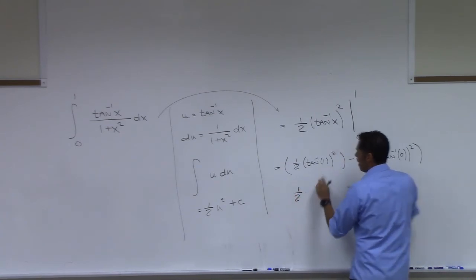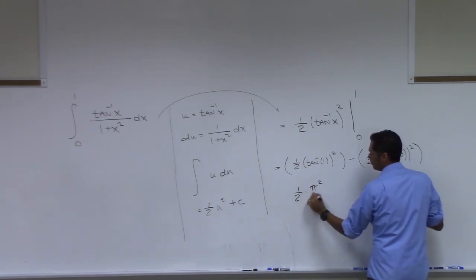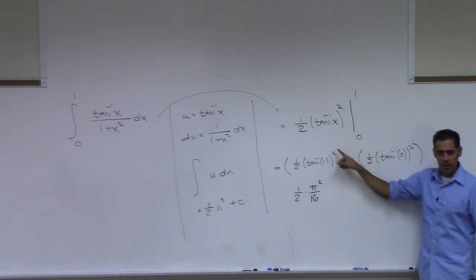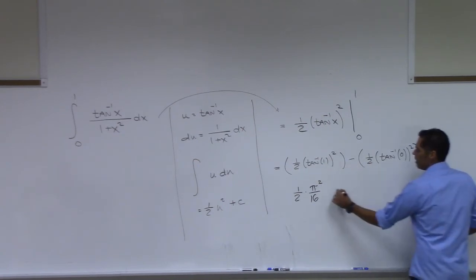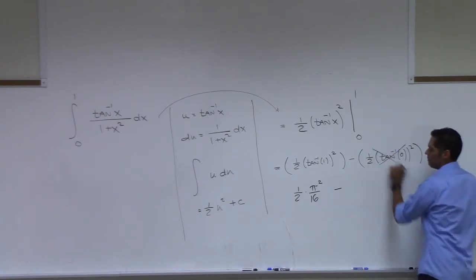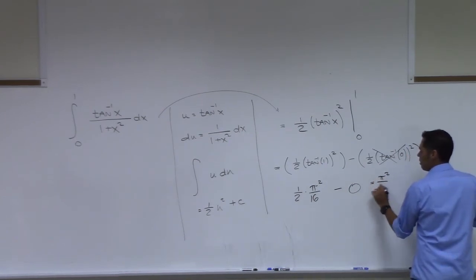So 1/2, what's pi over 4 squared? Don't forget to square it. Pi squared over 16, right? You're taking pi over 4 and you're squaring it. And then minus arctangent of 0. So at what angle is your ratio of y divided by x 0? Only when your y is 0. And your y is only 0 at the angle 0. So this is 0. It's gone. So your answer should be pi squared over 32.